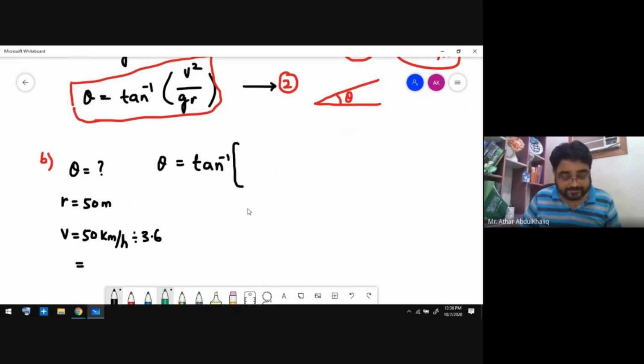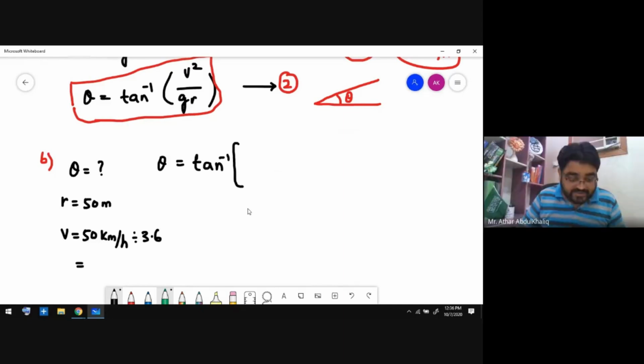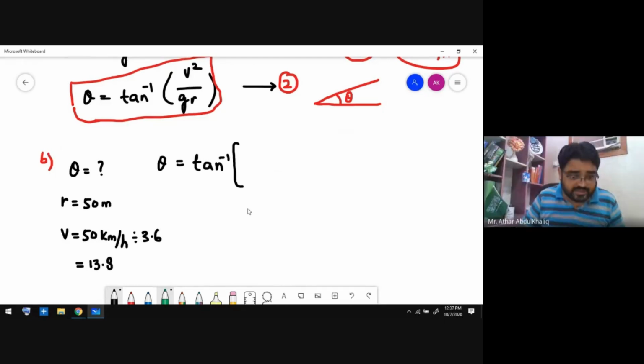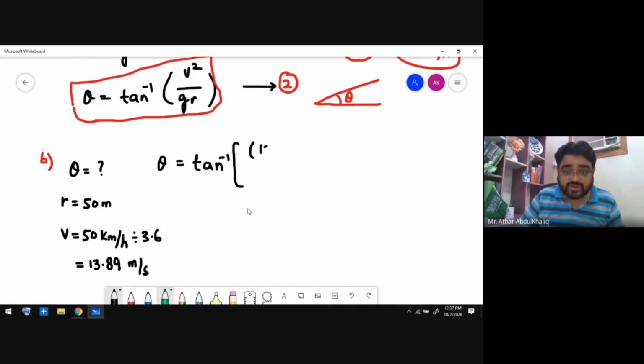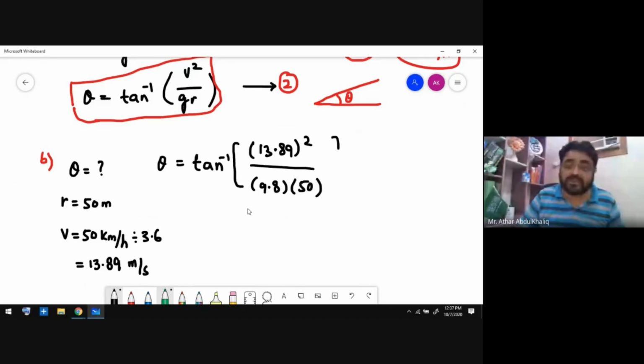How much is it? 13.888. I wrote 13.8 meter per second. Now substitute this value. V square is 13.89 square over g, as usual 9.8, and r is 50. Now please simplify it and take the tan inverse.